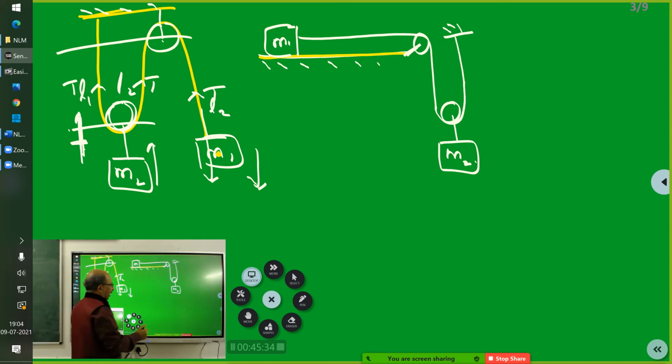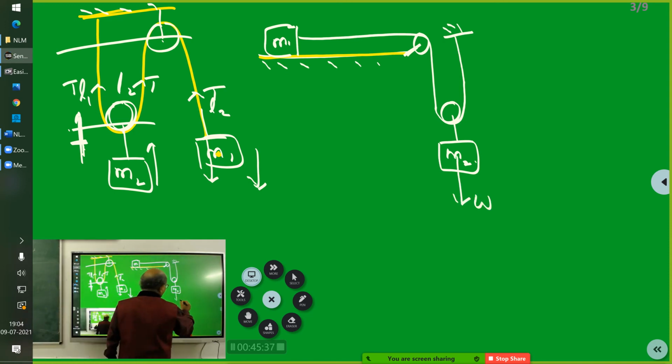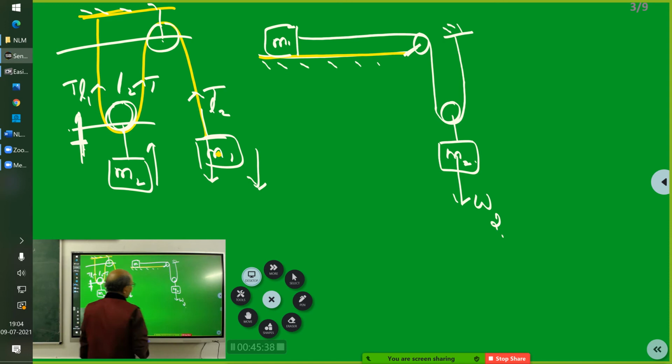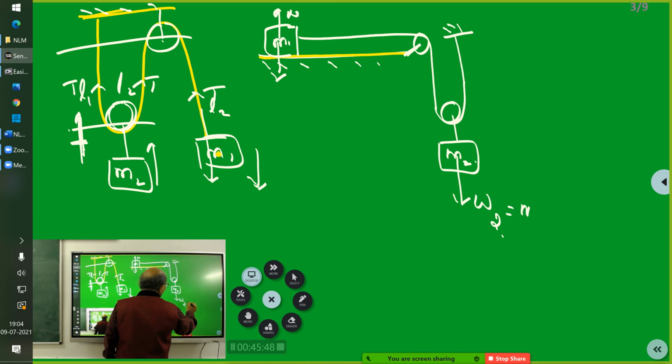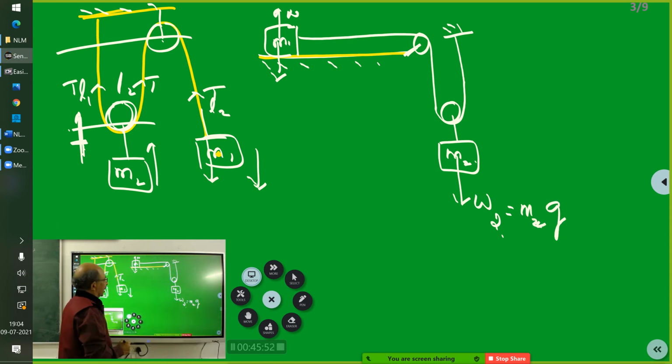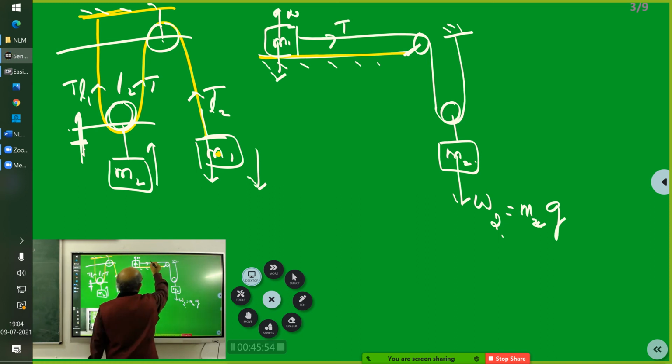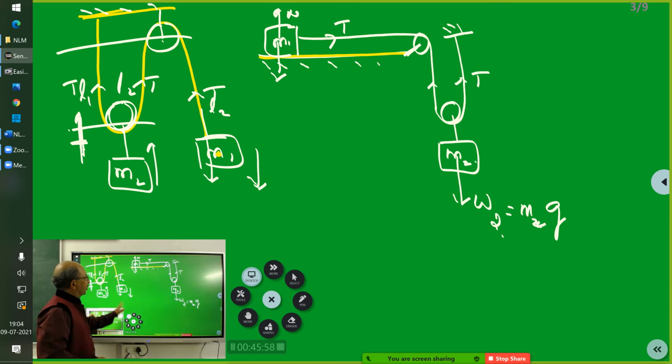The weight vector W2 will be down, and for the other block, the normal is balanced by its weight because there is no vertical acceleration. So only this W2 is acting here. This W2 will be M2 into g. The tension everywhere is the same.